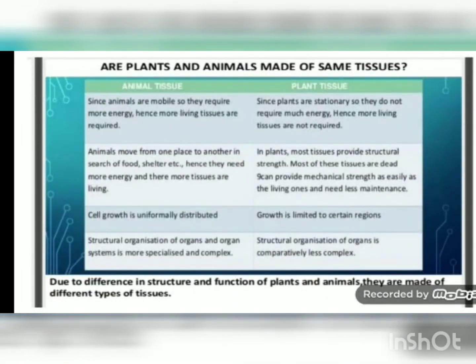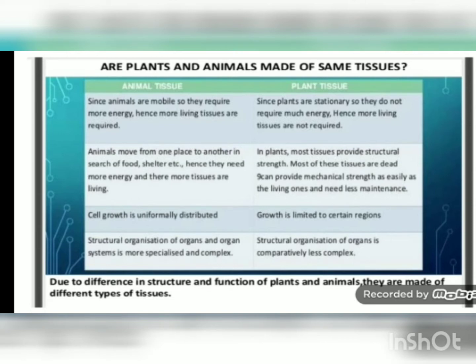As I told you that in this chapter we will study about plant tissue and animal tissue. But one question arises in my mind. Okay, are all the plant tissues and animal tissues the same? Do plants and animals function by the same types of tissue? No. Why? Because due to the difference in the structure and function of plants and animals, they are made up of different types of tissue.